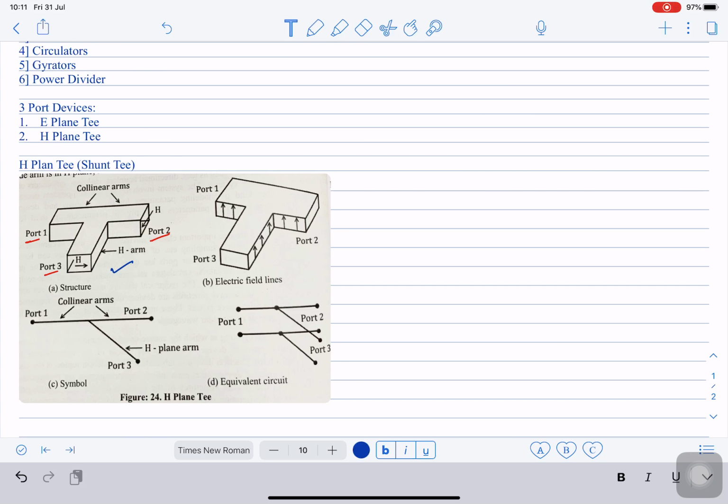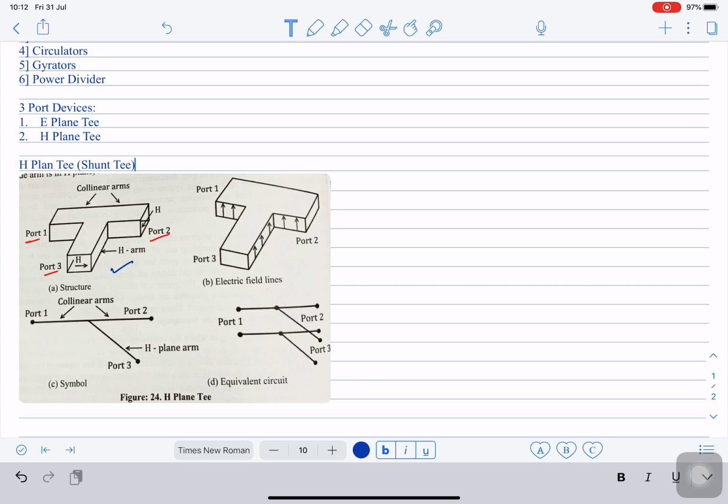Okay, so in figure B, if we see, there is a field configuration of electric field lines, which shows how the electric fields are getting oriented when the signal is propagated through this junction-based device. And diagram C indicates the symbolic representation of the H-plane T, where port 1 and port 2 are located along the straight line, and normally we call this a collinear arm, and port 3 is located perpendicular to it, and we call it a side arm or H-plane arm.